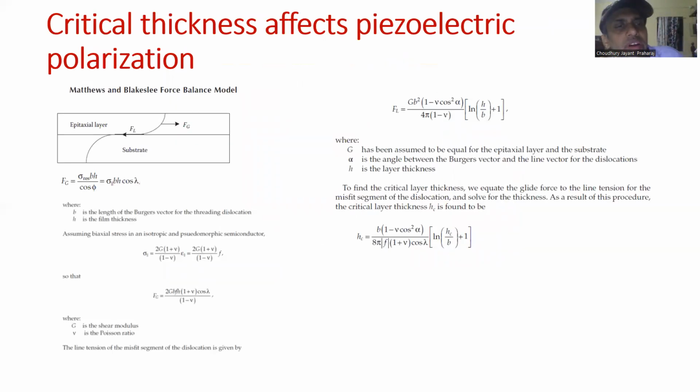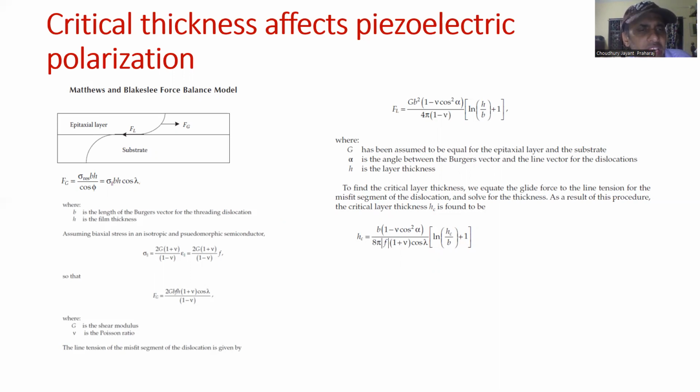Then we have the so-called critical thickness for epilayer growth. So when we grow one epilayer on top of another, on top of a substrate, for low thicknesses of epilayer, the lattice constant of the epilayer tends to adjust to the underlying lattice constant.